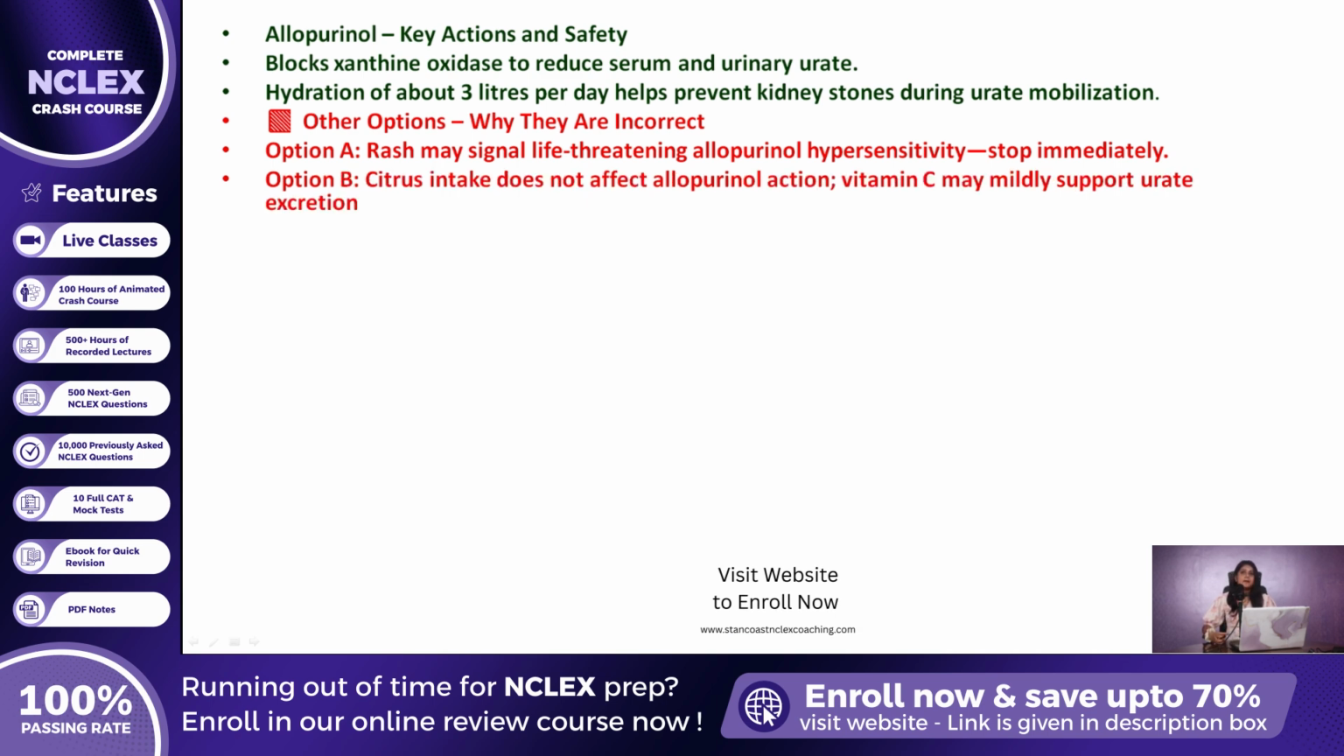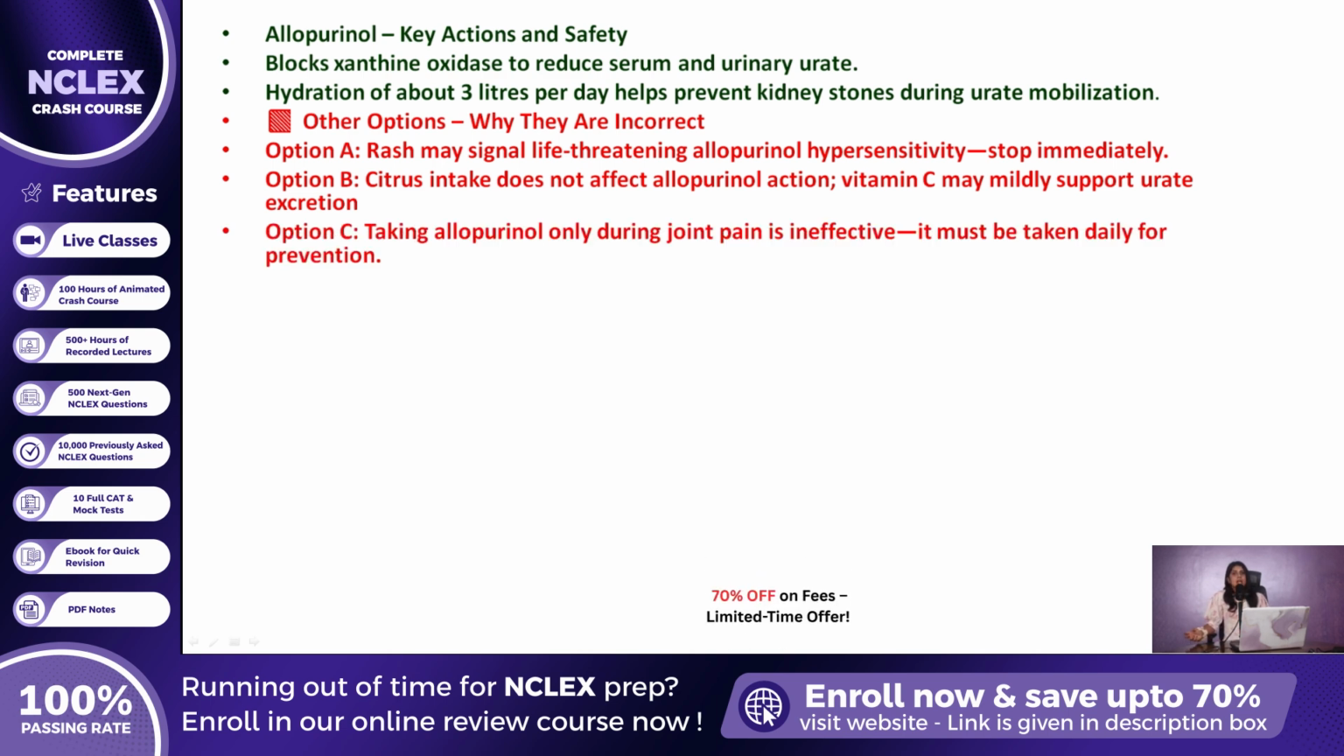Option B is inaccurate since citrus intake does not meaningfully alter allopurinol effectiveness. In fact, vitamin C may even promote a urine environment that is not harmful to urate excretion. Option C misses the mark because allopurinol is a preventive medication that must be taken consistently every day. Using it only when joints ache fails to provide acute relief and undermines long-term urate control.